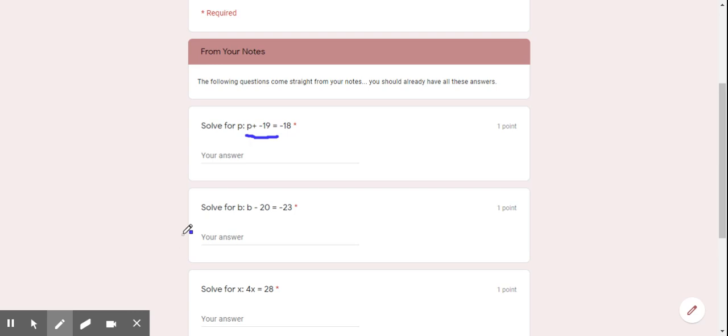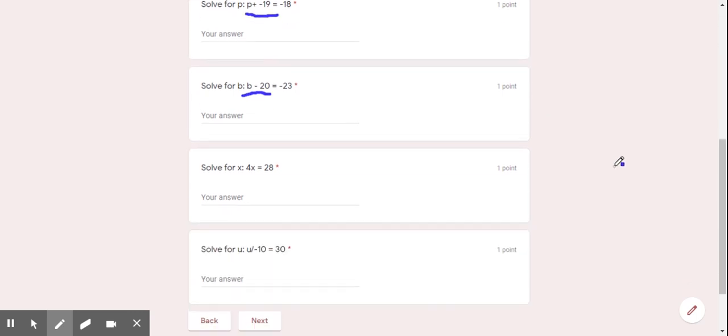Our next one we have is solve for b. We have b minus 20 equals negative 23. Okay, so how are we going to get this b by itself when it's attached to a minus 20? What are we going to do in order to get the opposite of that subtraction? How are we going to do that?